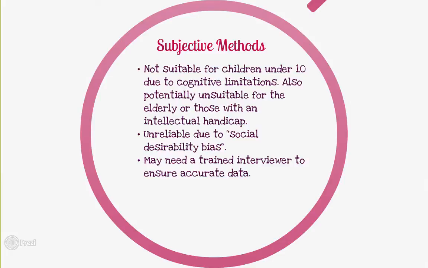They're also potentially unsuitable for the elderly for the same reasons, or those with an intellectual disability. They're also unreliable due to social desirability bias, which means that people tend to fill in on a survey or in a log what they think we want to hear from them. People know how much physical activity they should be doing, or they know that they should be doing more, and they don't want anyone to think poorly of them, so they'll put in just enough to meet what they think the expectations are. Unfortunately, what that means is that your data is invalid because it's not a true reflection of what that person's done. And at times you might need a trained interviewer to ensure the data's accurate.